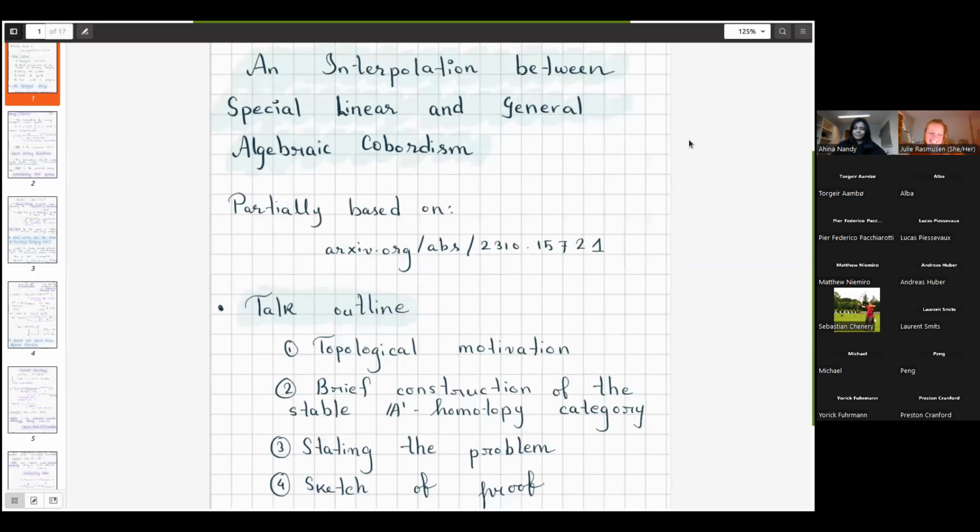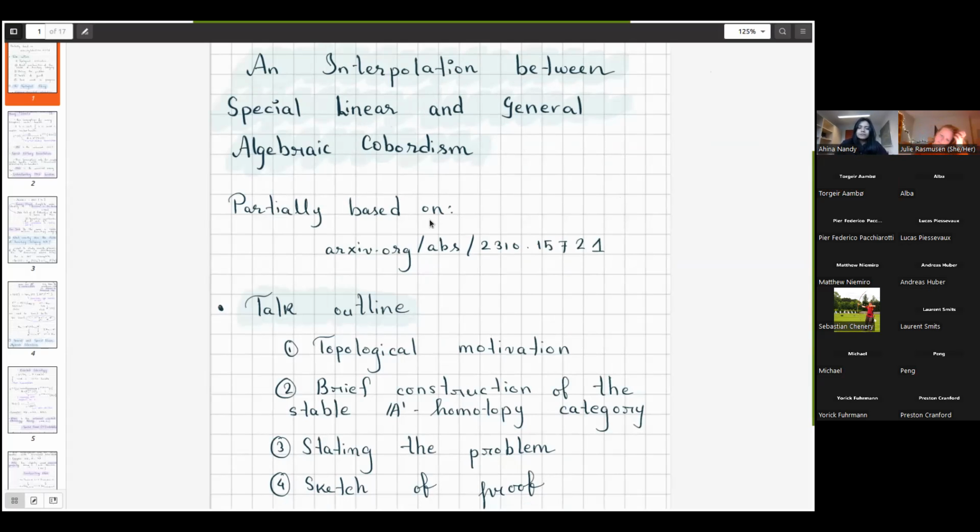Cobordism. Thank you very much, and thank you everyone for coming here to listen to this talk. And thanks a lot, Julie, for the shorter and nicer title. So I'm going to talk about an interpolation between special linear and general algebraic cobordism.